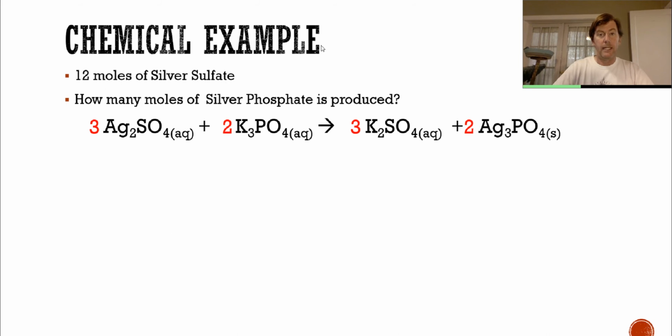So when I look at doing this, if I have 12 moles of silver sulfate, we know it's a 3 to 2 ratio, right? One way you can look at this is, if I'm going to 12, how much bigger is that than the 3 that I started with? Well, it's 4 times bigger. If I'm starting with 4 times more stuff, I'm going to end up with 4 times more stuff on the other end. And so 4 times more should be 8 moles of silver phosphate.